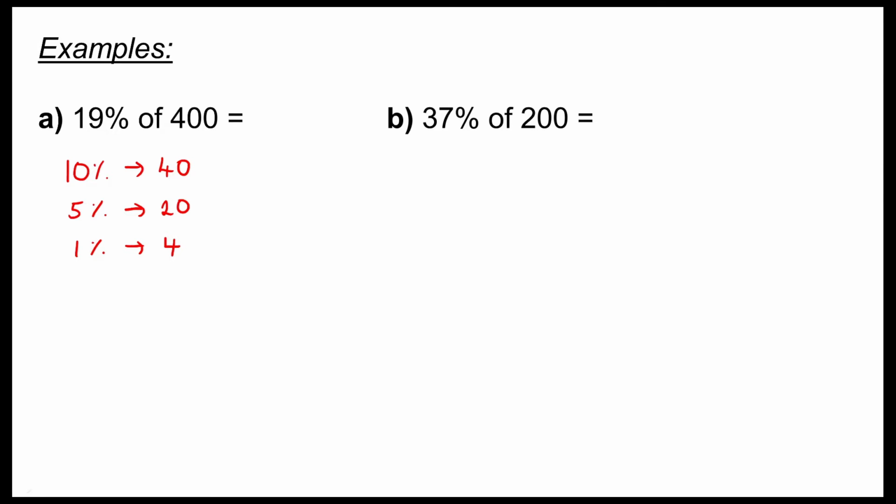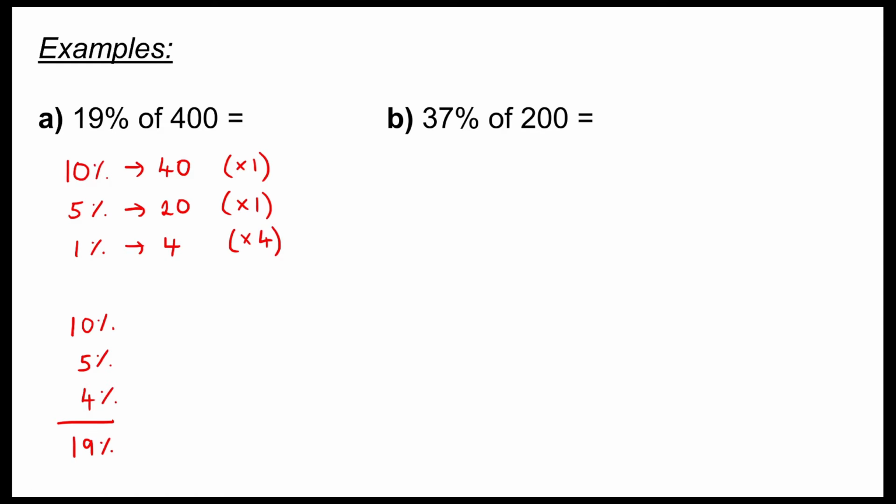The next thing I need to do is think about how many of each of these I need in order to get 19%. So I'm going to take one lot of 10%, that gives me 10%. I'm going to take one lot of 5%, which gives me another 5%. I'm going to take 4 lots of 1%, which gives me another 4%. In total, 10, 5 and 4 gives me the 19% that I want.